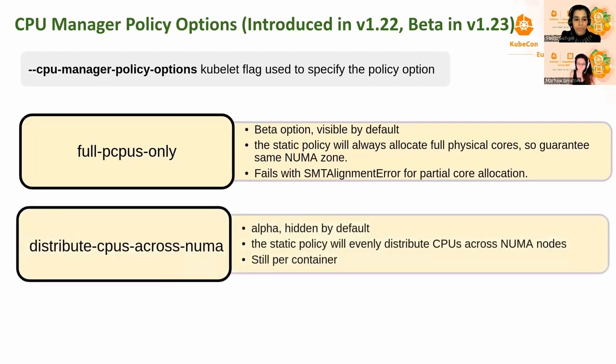The second policy option is distribute across NUMA. This is an alpha option and it's hidden by default. CPU manager by default was designed to pack CPUs onto one NUMA node until it is filled, and then any of the remaining CPUs simply spill over to the next NUMA node. In parallel code, this can lead to undesired behavior as the slowest worker can potentially act as a bottleneck. With this option enabled, application developers can ensure that all workers run equally well on all the NUMA nodes, improving the overall performance of these kinds of applications.